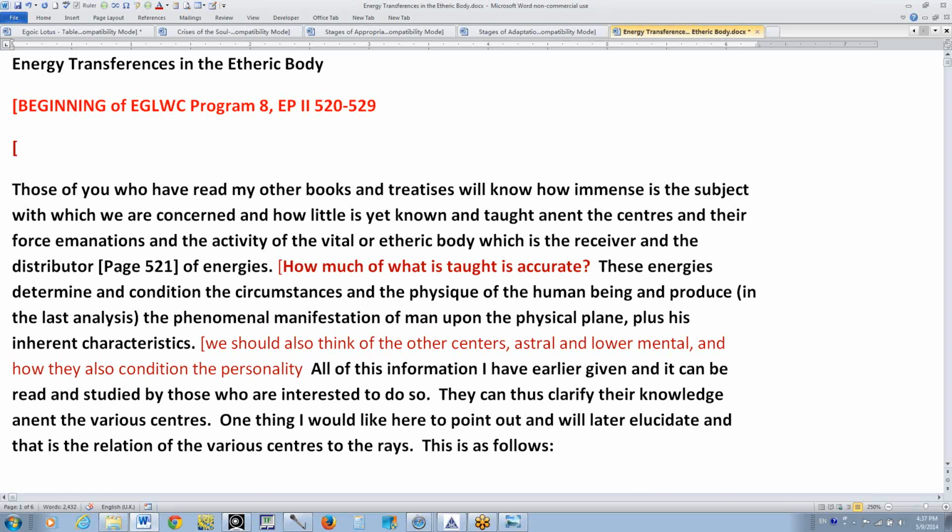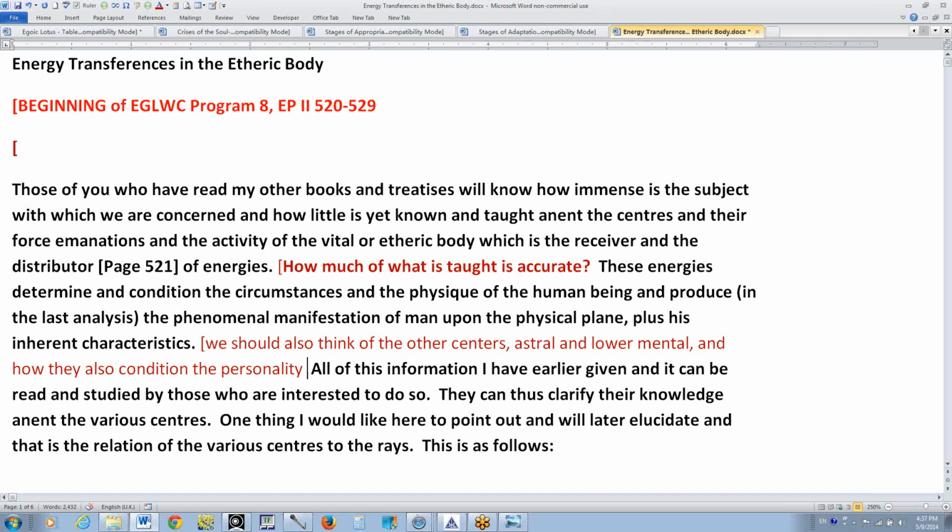All this information I have earlier given, and it can be read and studied by those who are interested in doing so. A lot was given in the treatise on cosmic fire and some in white magic. It's just scattered throughout the books, and it is our labor and our education to gather what has been scattered and synthesize it, relate it and synthesize it.